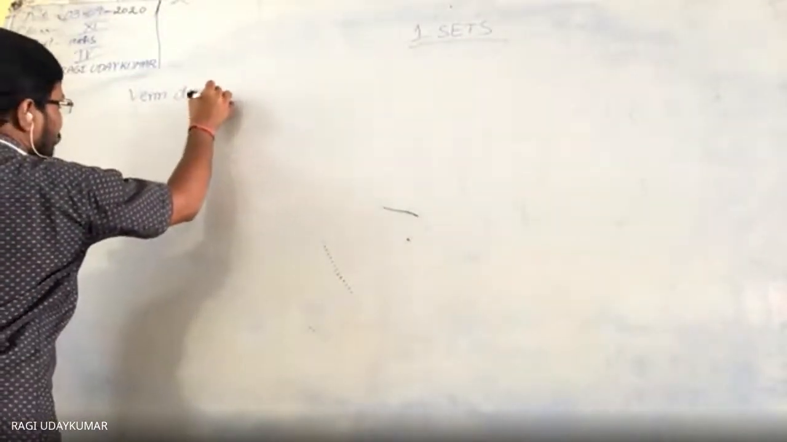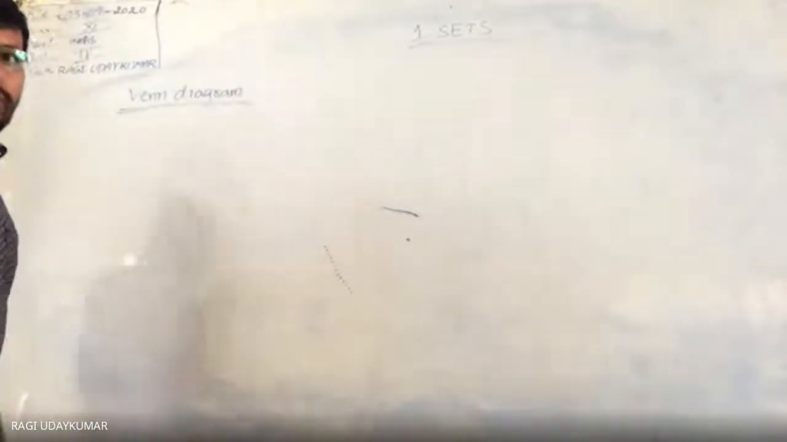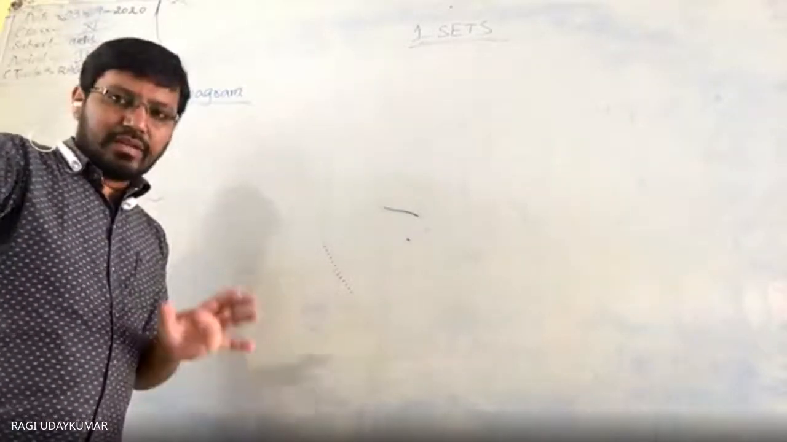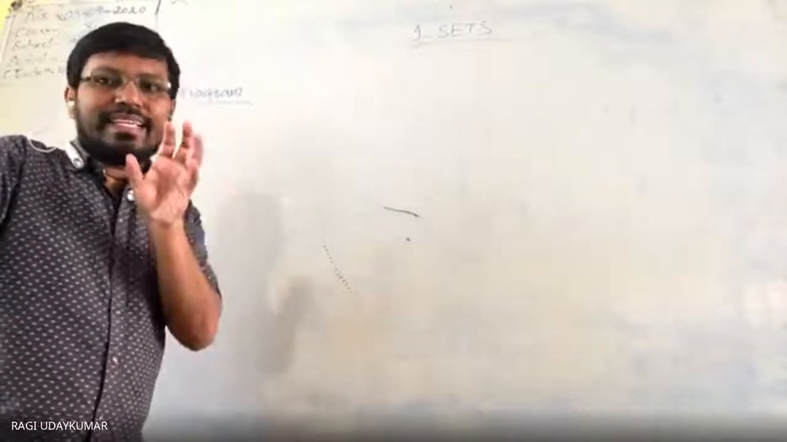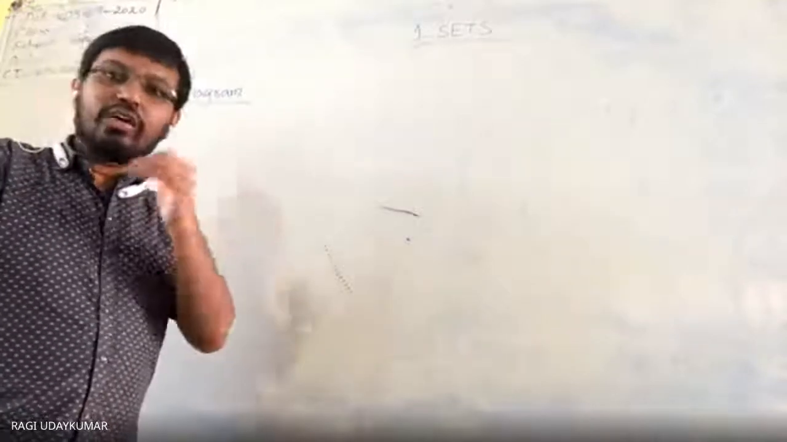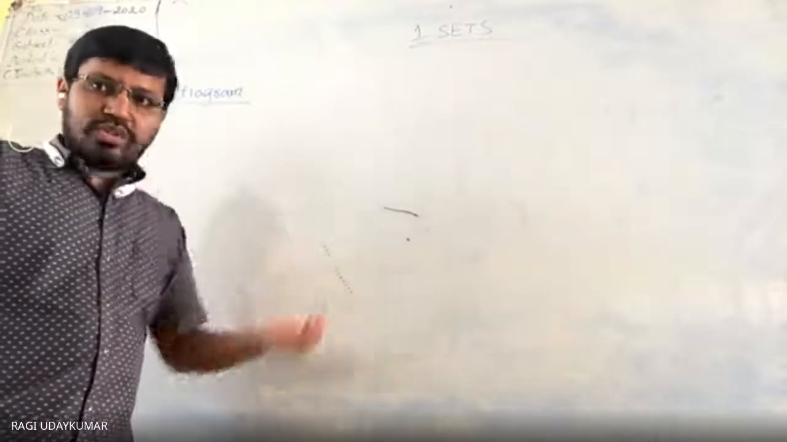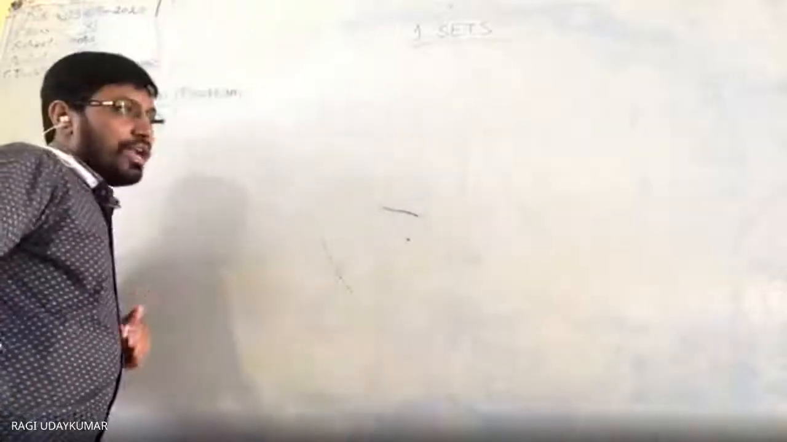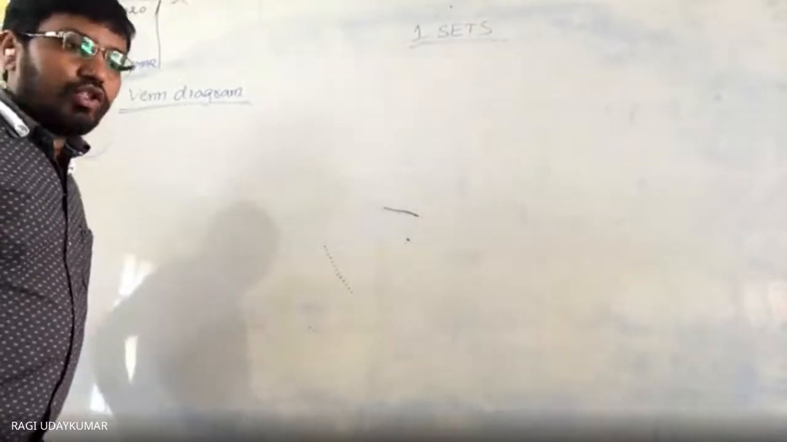This is the Venn diagram. After learning sets, a Venn diagram is simply this: whatever set you are writing, the elements of that set will be written in a circle or oval. Any closed figure can be taken into consideration, but usually circles or ovals are used to represent sets.